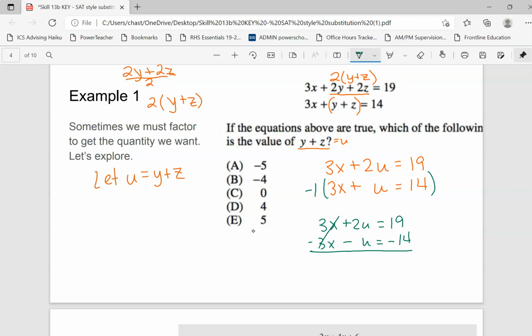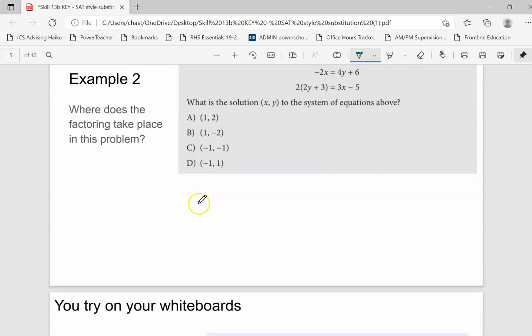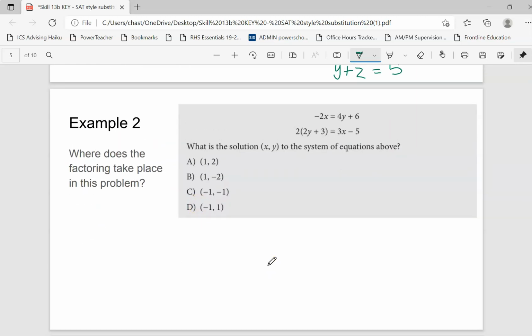The x's are gone. 2u minus u is just u. u equals 5. And remember, u is just y plus z. So that means y plus z equals 5. So choice E. All right, let's try another one here.